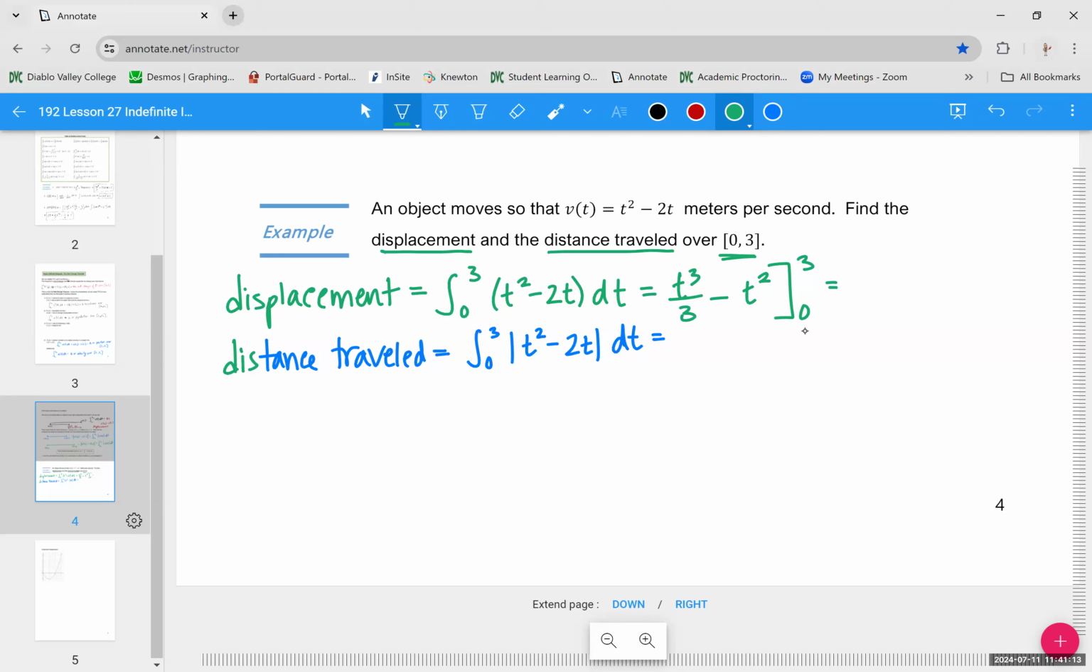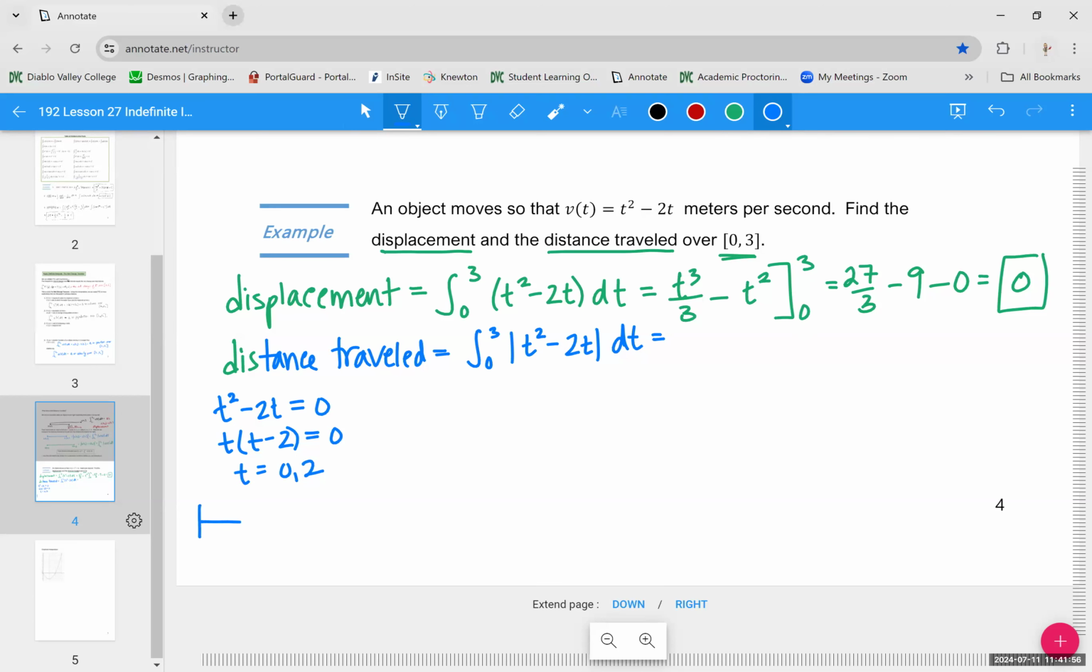From 0 to 3, so that gives me 27 over 3 minus 9 minus 0, which turns out to be 0. So it looks like this object started and ended in the same place on that interval, 0 to 3. So there was no displacement, but I'm quite sure that there was some distance traveled. So let's set this t squared minus 2t equal to 0. We figure out which t values it is actually equal to 0. And then we're looking at a sign chart. I mean, it's 0 at 0, but I'm not going to be talking about a time less than 0 anyways. So I'll plug in like a 1 to this, I will get a negative, and I'll plug in like a 5, and I will get a positive.